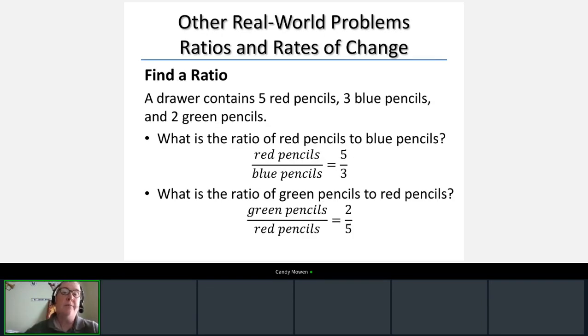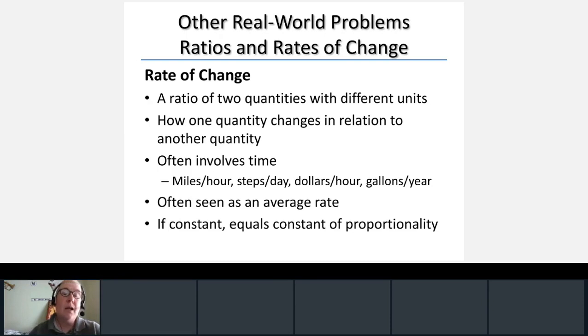Find a ratio. Okay, a drawer contains 5 red pencils, 3 blue pencils, and 2 green pencils. What is the ratio of red pencils to blue? Okay, red is 5, blue is 3, so 5 to 3. What is the ratio of green pencils to red pencils? Green pencils to red is 2 to 5. That's finding your ratio.